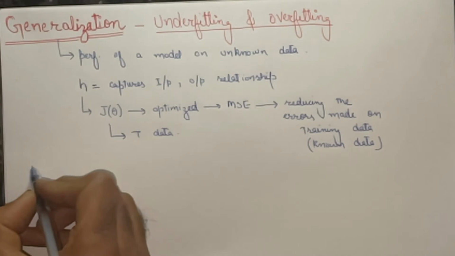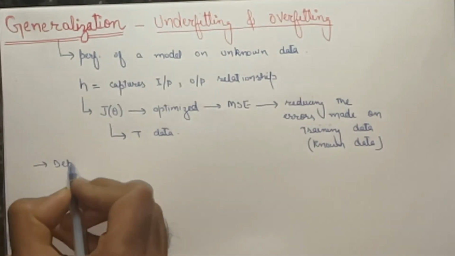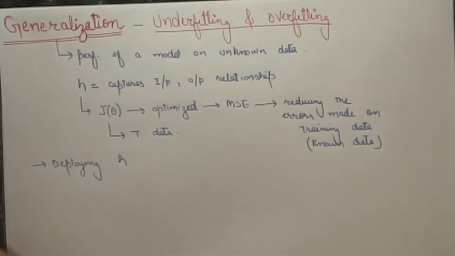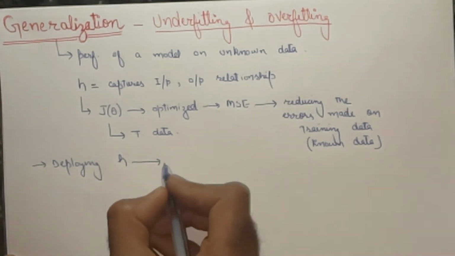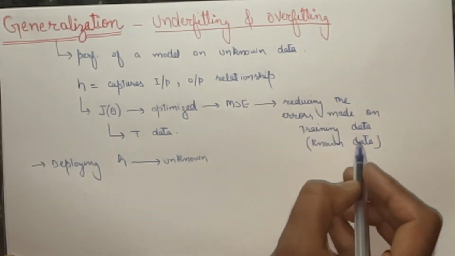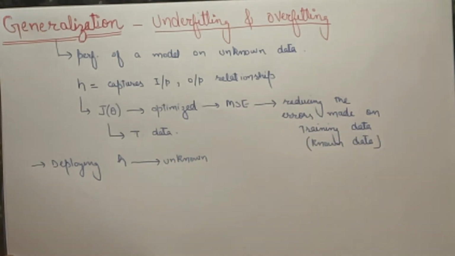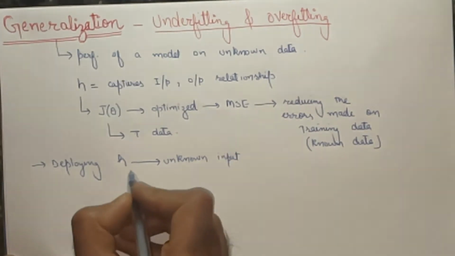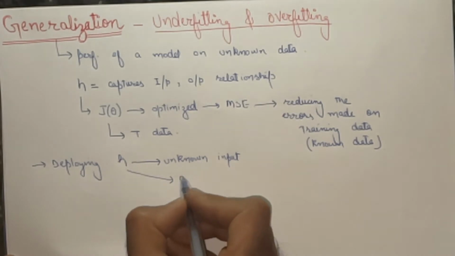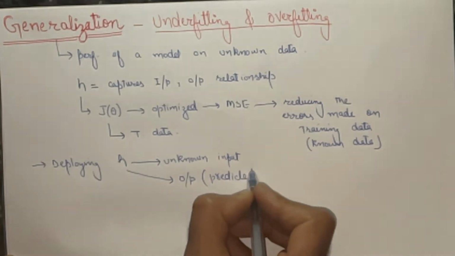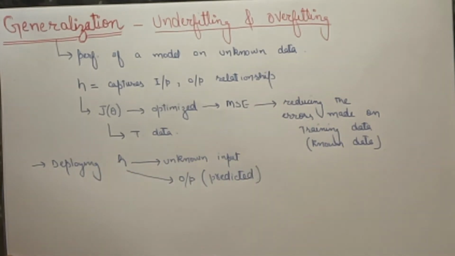But in the actual case, when we are deploying our machine learning model, we have found H, the hypothesis function, and now we are deploying this hypothesis function. Deploying it means it now sees unknown data. Unknown data means the data that was not available in the training data set. It sees the unknown input, and it has to make predictions, or give us the predicted output.